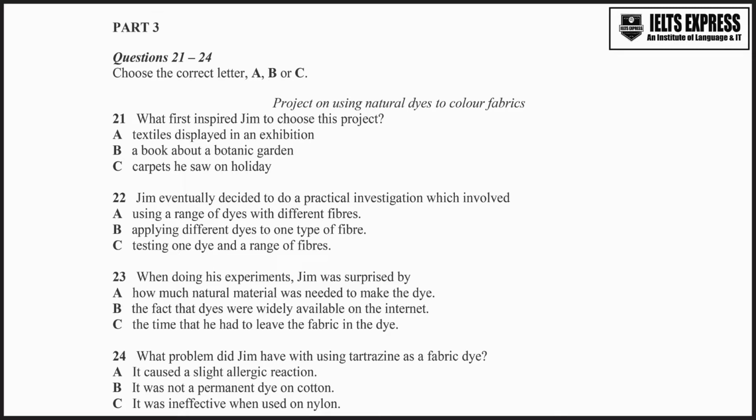OK, so in your project, you had to include a practical investigation. Yeah. At first I couldn't decide on my variables. I was going to just look at one type of fibre, for example, like cotton. And see how different types of dyes affected it? Yes. Then I decided to include others as well. So I looked at cotton and wool and nylon. With just one type of dye? Various types, including some that weren't natural, for comparison.